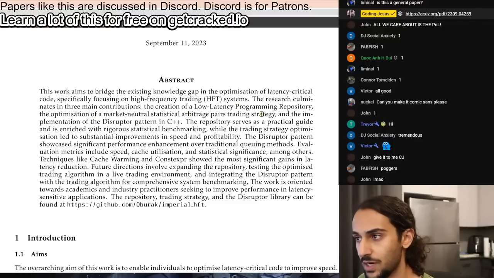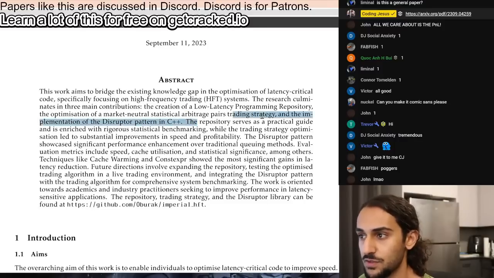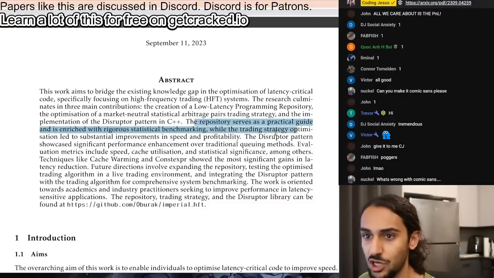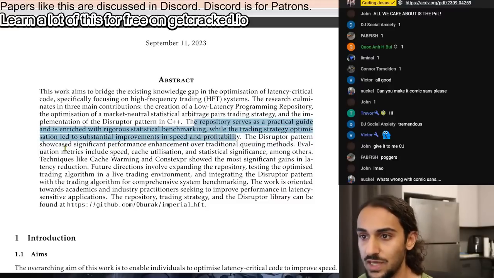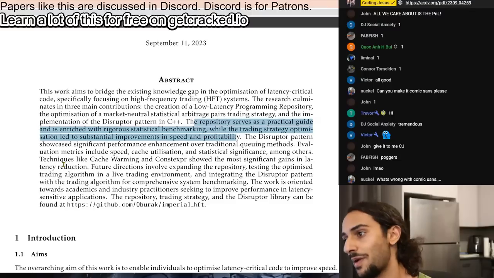The research culminates in three main contributions: the creation of a low-latency programming repository, the optimization of a market-neutral statistical arbitrage pairs trading strategy, and the implementation of the disruptor pattern in C++. This repository serves as a practical guide and is enriched with rigorous statistical benchmarking, while the trading strategy optimization led to substantial improvements in speed and profitability.